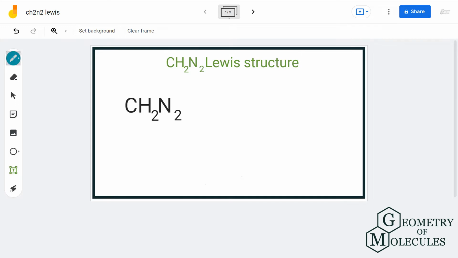For that, let us count the total number of valence electrons. We have one carbon atom having 4 valence electrons, 2 hydrogen atoms having 1 valence electron and 2 nitrogen atoms having 5 valence electrons. That gives us a total of 16 valence electrons. Now for the arrangement of atoms, we can have 4 possible structures.